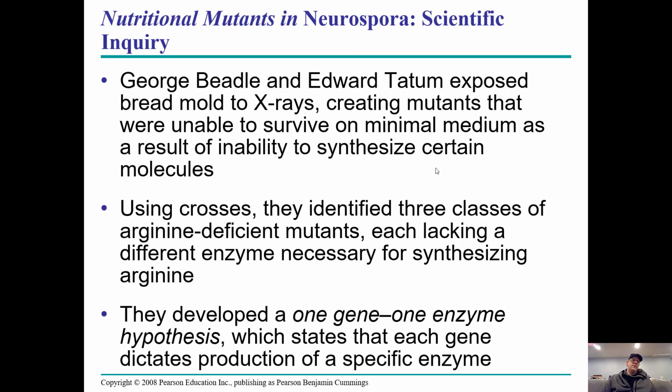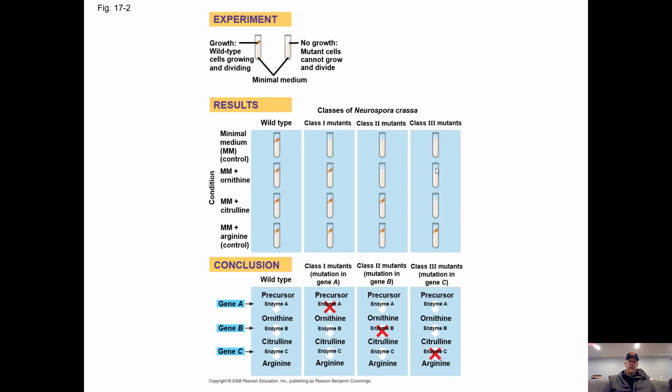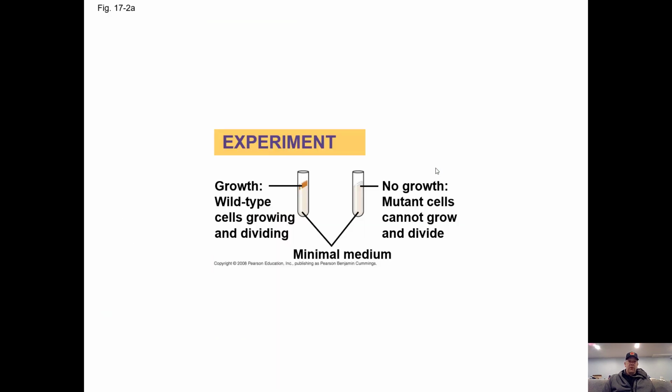Well, Beadle and Tatum took mold and they zapped it with X-rays, and they came up with what's called the one gene, one enzyme hypothesis. So let's take a look. Here you have two types. You've got your regular mold, and that's what's called the wild type, so what we call normal.